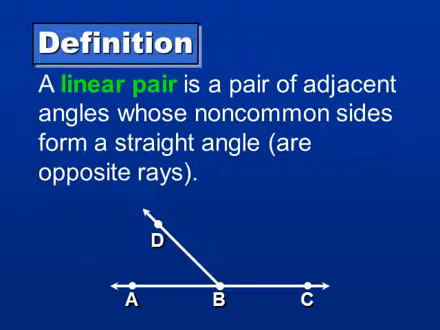So in this sketch down here, point B would be the common vertex of ABD and DBC, right? And they share BD as a common ray, but this is a little bit different than just an adjacent angle because ABC is a straight angle and BC is a ray that goes in one direction and BA goes in the opposite direction.